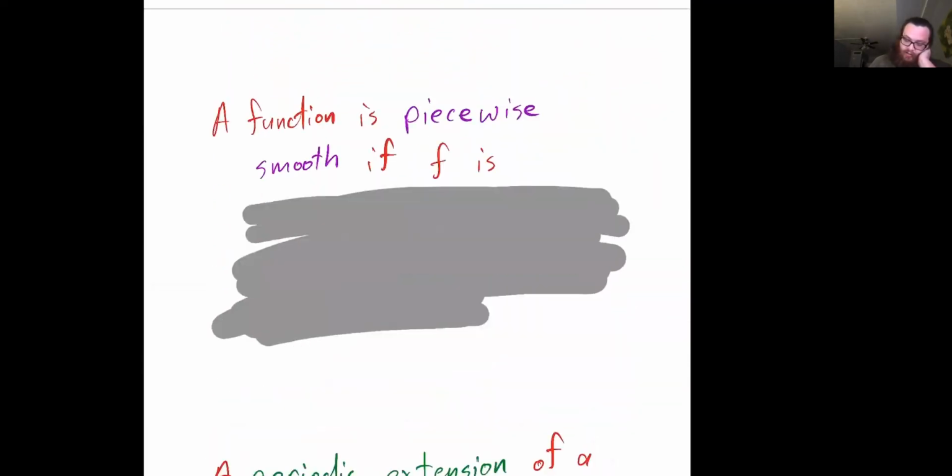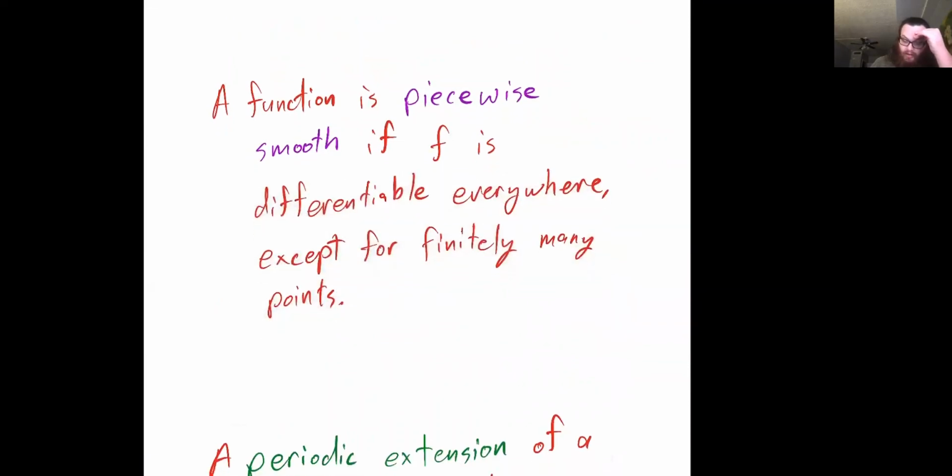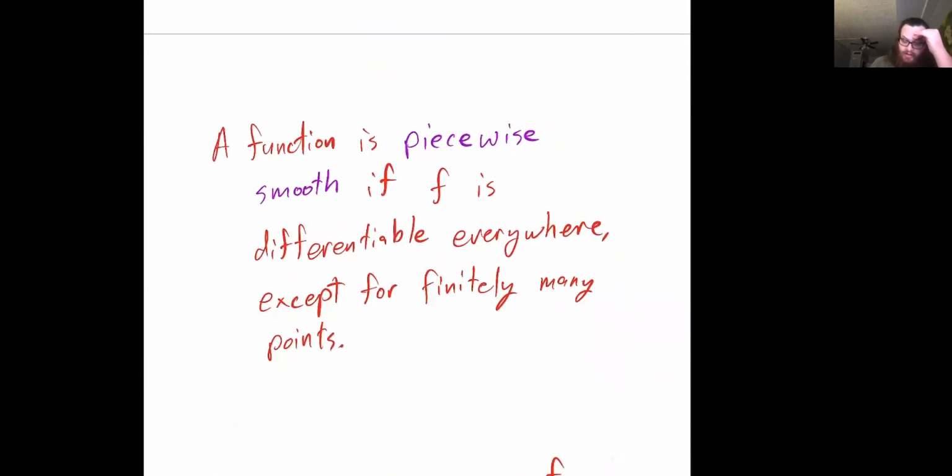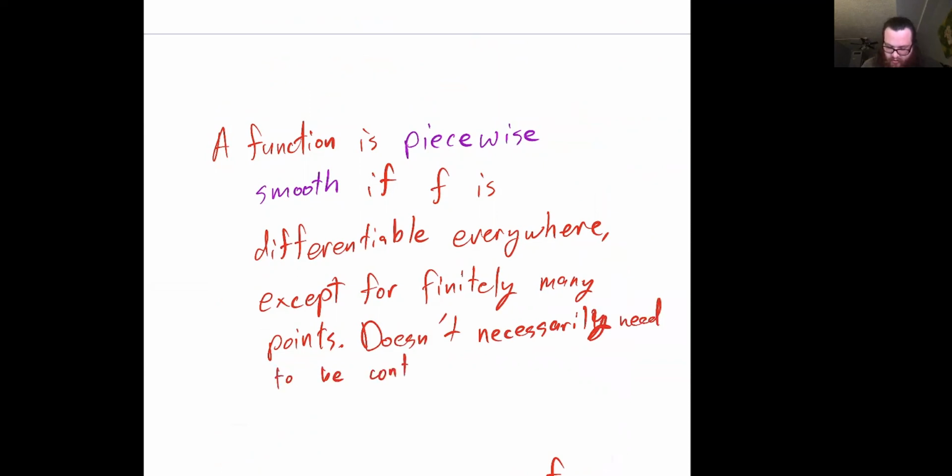Okay, so as I kind of mentioned above, when is a function piecewise smooth? Well, it has to be differentiable everywhere except for finitely many points. And as I mentioned, it doesn't necessarily need to be continuous.